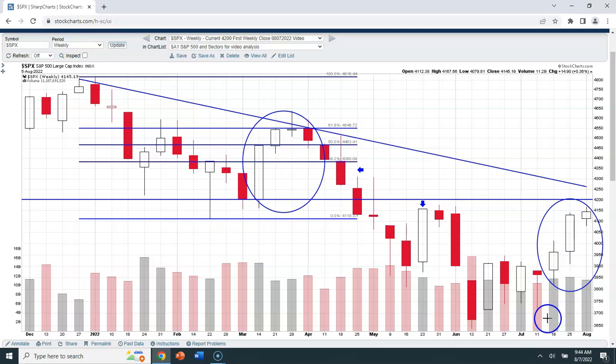So it is completely possible and perhaps even plausible that this market is going to roll over and at least challenge the lows down here around that 36 level on the S&P 500 from June 17th and/or go lower.